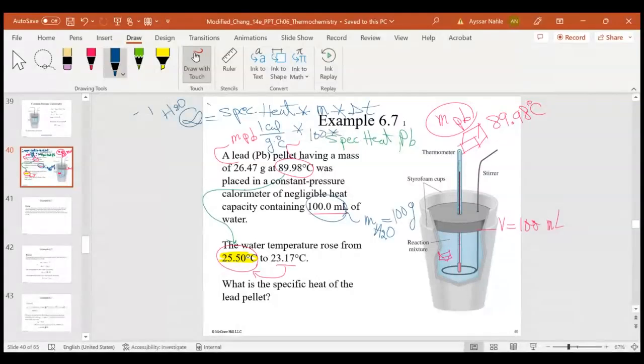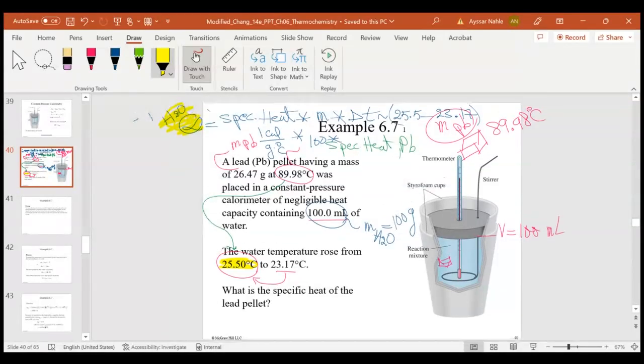And then multiplied by delta T. How much is delta T? T1 is 23, T2 is 25, so delta T is 25.5 minus 23.17. That's it. When I do the calculation in here, I will obtain the Q, the heat absorbed by the water. And the heat absorbed by the water is the same heat released by the lead.